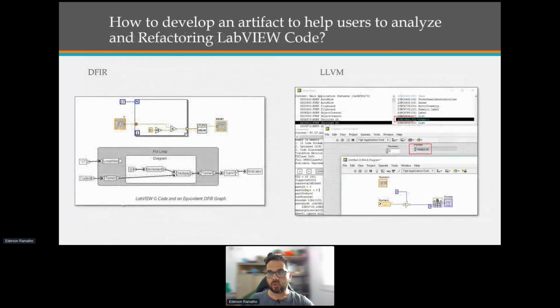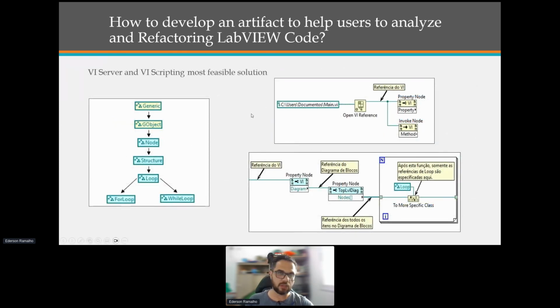And then to build an artifact to solve the problem in our research, we looked for some content about what could be useful to analyze graphical code in LabVIEW. So we saw a little bit about the intermediate representation. We saw a little bit about LLVM, which is how the code is compiled in LabVIEW. But for all of this, we didn't find much information about this concept. So the best way to create an application to analyze and refactor code for our research was using the VI Server and VI Scripting tool.